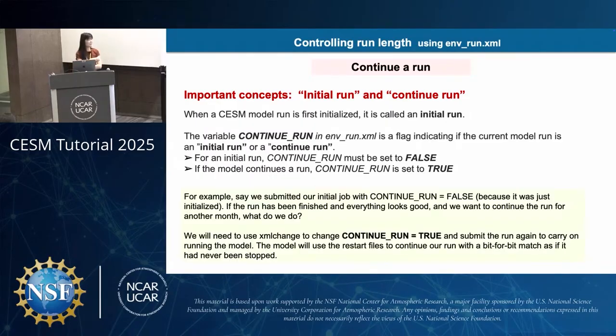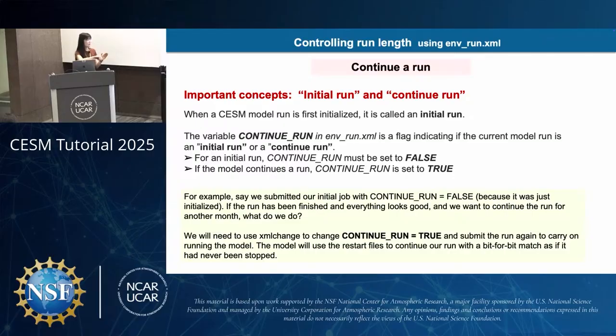So I'll give you an example. Let's say that we submit our initial job with continue run set to false, because it's just getting started. And if the run has been finished and everything looks good, and now you want to continue the run for another month, what do you do, right? In this case, you will have to change the continue run variable to true, so that the model knows that it wants to run this 1 month again from where it finished, so that at the end you have 2 job submissions and a 2-month-long simulation.